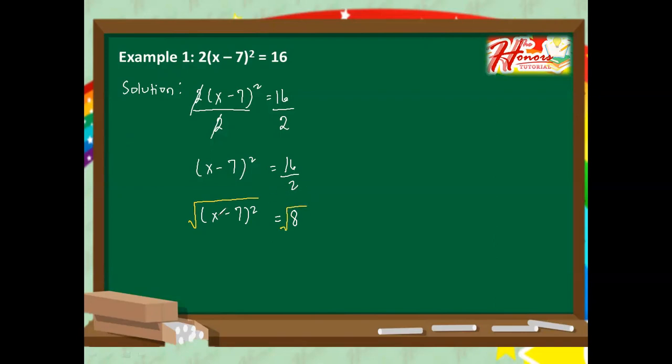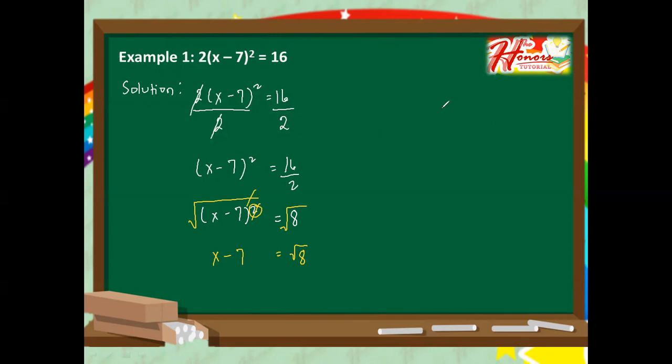If you write the square root here, then you will do it also at the right side of your equation. So square root, and then you have an exponent 2, so cancel. So we have x minus 7 equals square root of 8. For square root of 8, we will not stop there. We have to look for factors of 8. The first factor is a perfect square number. The other one is not.